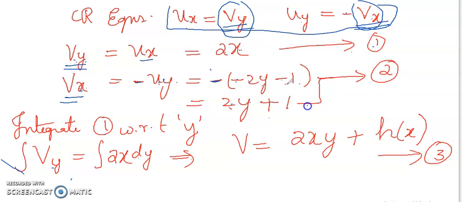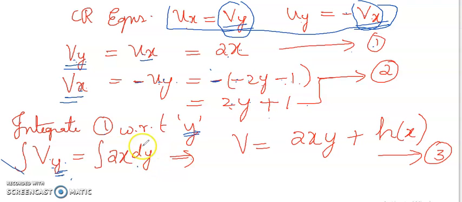Now we get this. Now what we are going to do, consider the first equation vy and integrate vy to find v. Integral of vy is integral of 2x dy with respect to y. Since this is vy, we integrate with respect to y. Important question, carefully you have to do.